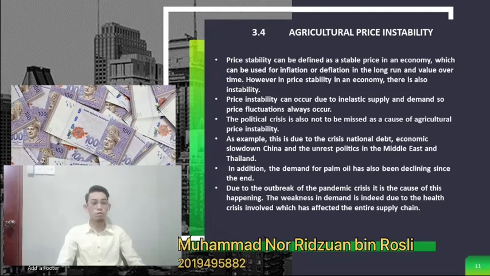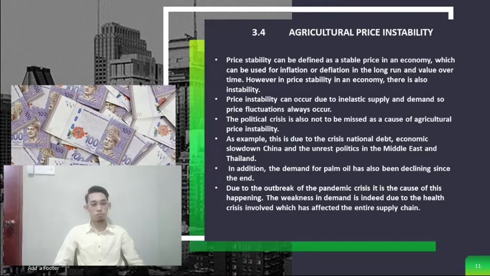I will explain about the third point for implications, which is about agriculture price instability. Price stability can be defined as a stable price in an economy, which can be used for inflation or deflation in the long run and the value over time. However, in price stability in the economy, there is also price instability. The causes of instability of agricultural market prices consist of various reasons.